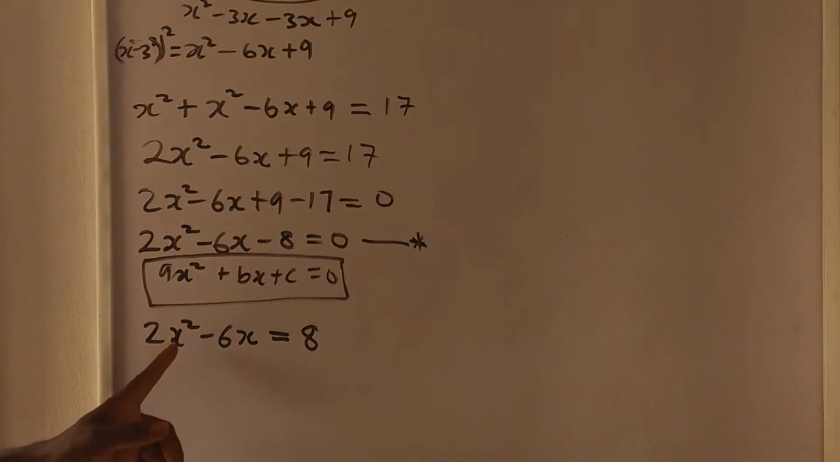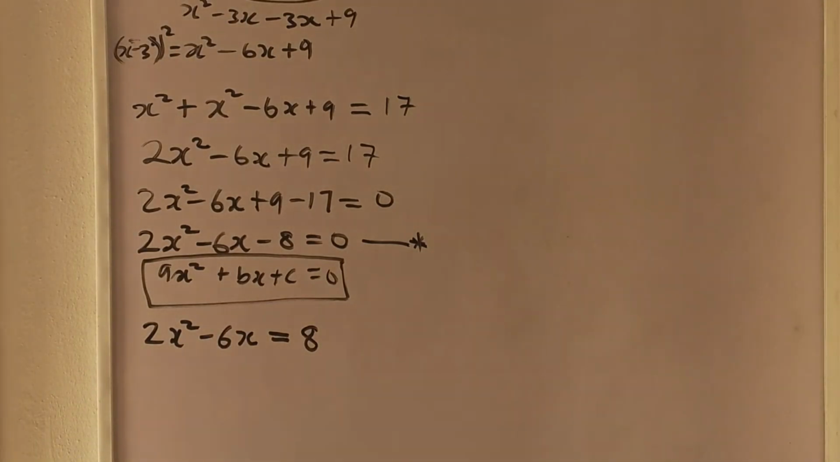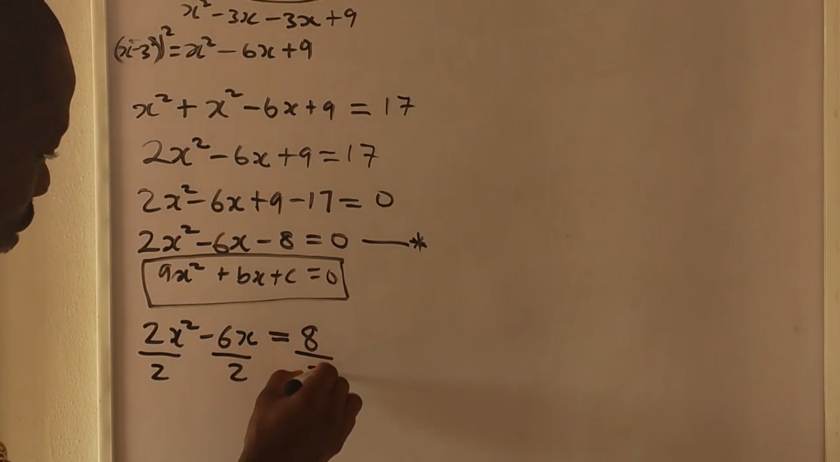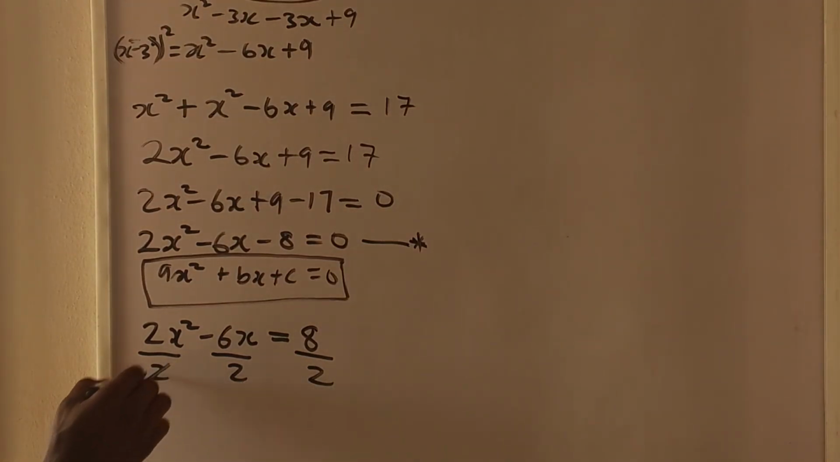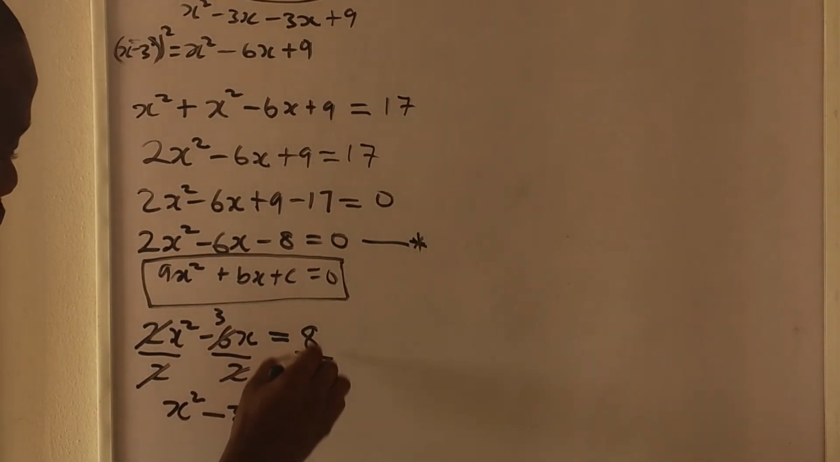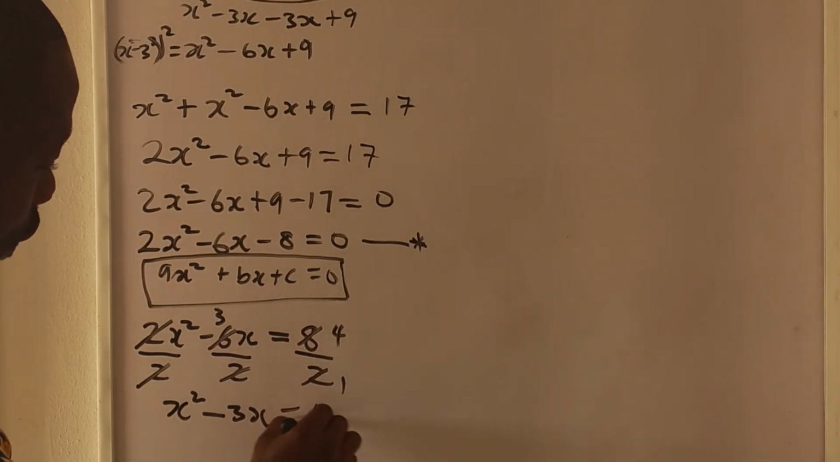Another step you're going to do is to make the coefficient of x squared to be 1. So to do that, we're going to divide through by 2. When you divide all through by 2, divide this by 2, divide this by 2, divide this by 2, right? This will take away this. So you're going to be left with x squared minus 3x, because 2 in 6 is 3, and 2 in 8, 4, is equal to 4.